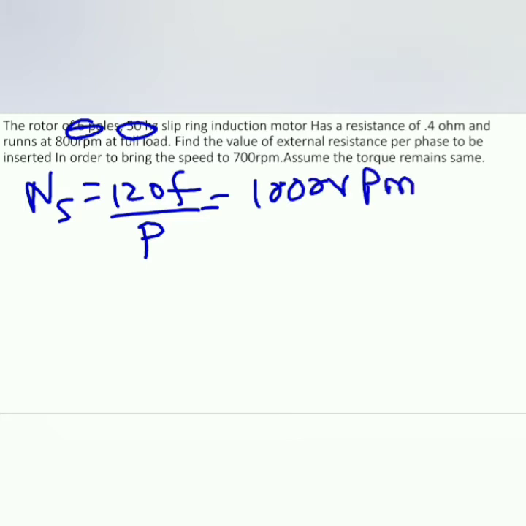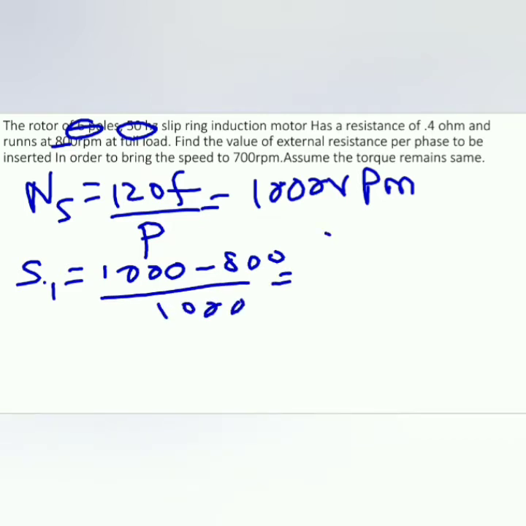Now, to find the slip for the first time, we have to consider the first speed, that is 800 rpm. So we calculate 1000 minus 800 divided by 1000, which is equal to 200 by 1000. So what is the answer? It will be 0.2. Slip value S1 is equal to 0.2.